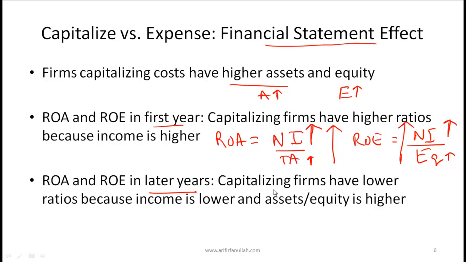In later years, the capitalizing firm will have lower return on asset and ROE ratios, because the income is lower and asset slash equity is higher. This is easy to understand. If you just take net income over total assets, in subsequent years the net income is lower because we also have the depreciation expense. For the capitalizing firm, the total assets are higher because the assets are being capitalized, and hence, as you would expect, in subsequent years we have lower profitability ratios.